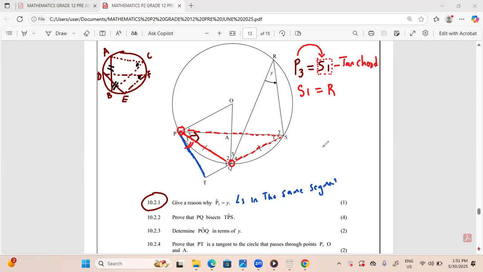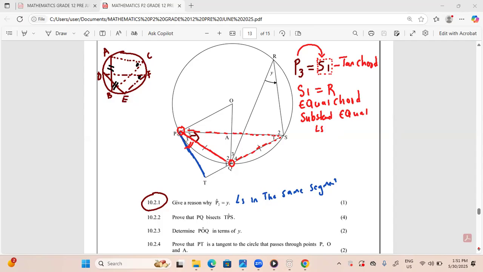Why is S1 equal to angle R? I talked about this. I said equal chords subtend equal angles. So the angles which are subtended by chords that are equal will also be equal.